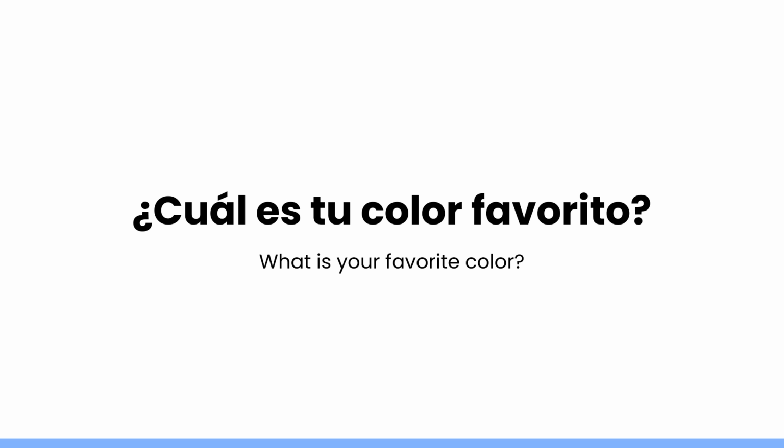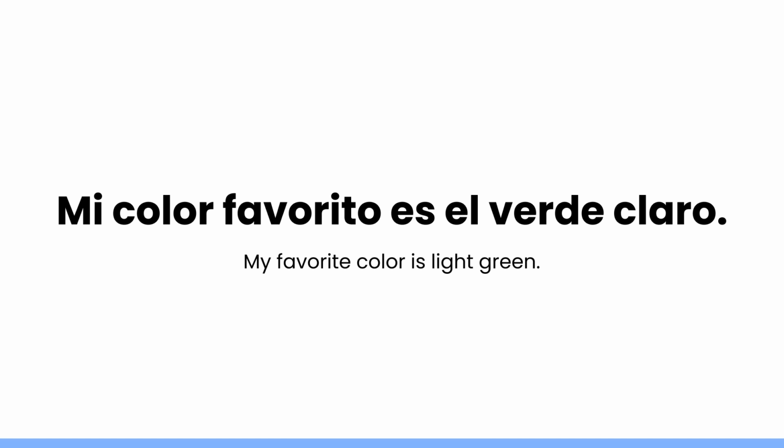Alright, then the next sentence which we can practice with is, what is your favorite color? Which in Spanish is, ¿Cuál es tu color favorito? And then the last sentence, which is the answer to this question, is, for example, my favorite color is light green. Now we can add that word light that we just learned into this sentence as well. So, mi color favorito es el verde claro.